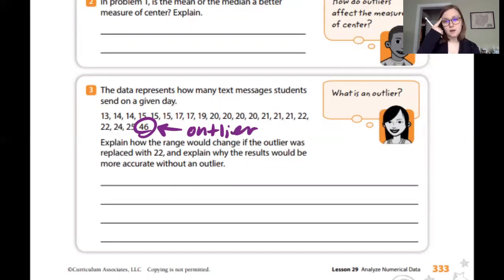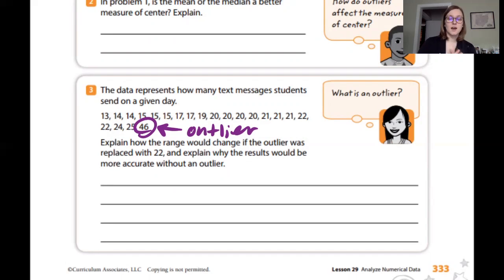So I want you to ask yourself, which measure of center, mean or median, which one would I want to use if I have an outlier? So I want you to pause and think about that. Okay, hopefully you remembered from before, if we have an outlier, if it's going to be skewed left or right one way, we want to be using the median, right? The median is going to give us a better measure of center than the mean will in this case.